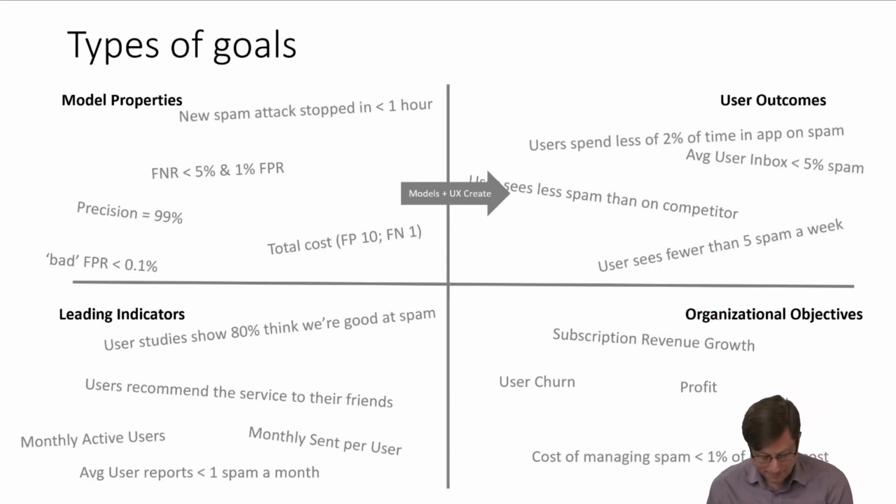And this might be things like, hey, in our product, you're going to spend very little time dealing with spam in the app. Or your average inbox is going to be less than 5% spam. Or you see less spam on our site than on our competitors. That's a little bit more abstract. But another promise we might say is that you see fewer than 5 spam per week.